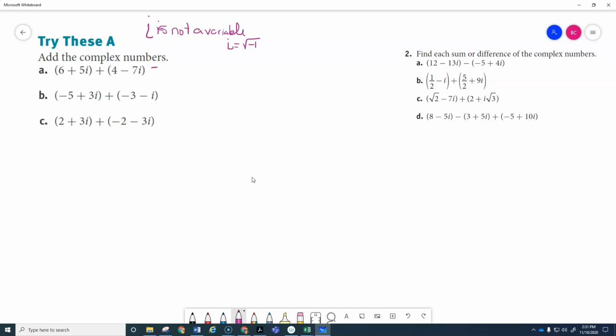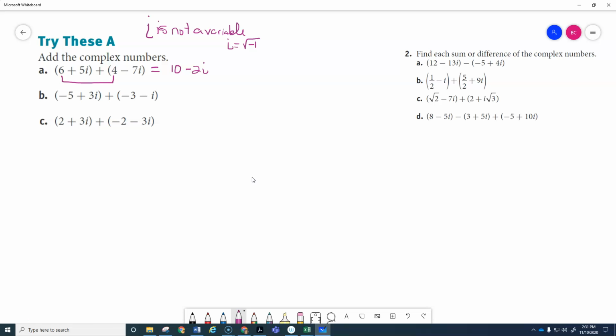So when we add these together, we simply combine our like terms. We put the 6 and the 4 together and we get 10. We put a +5 and a -7 together and get -2i.